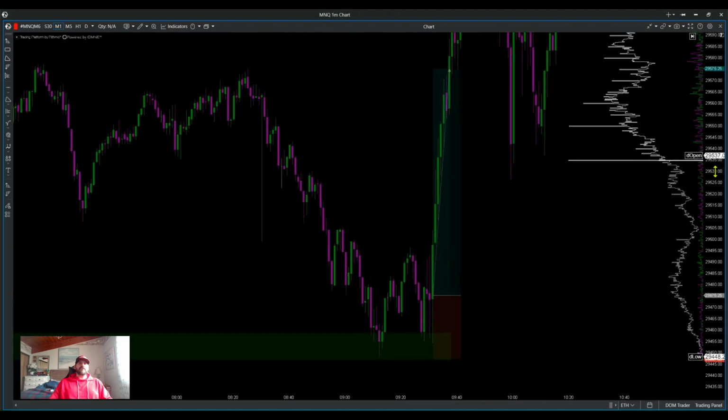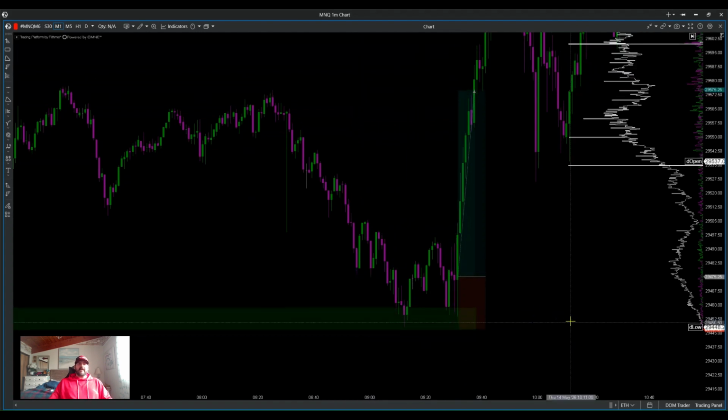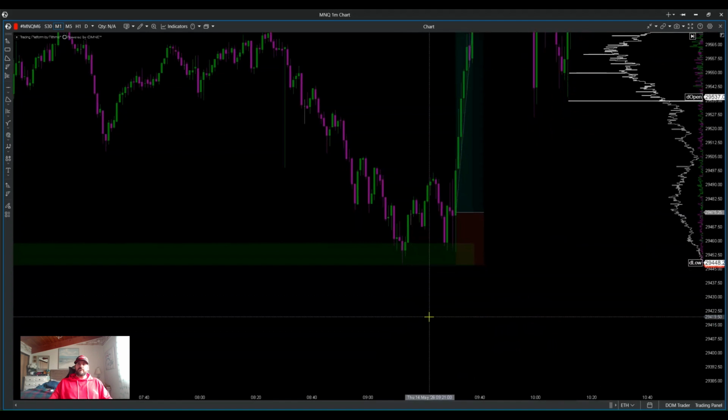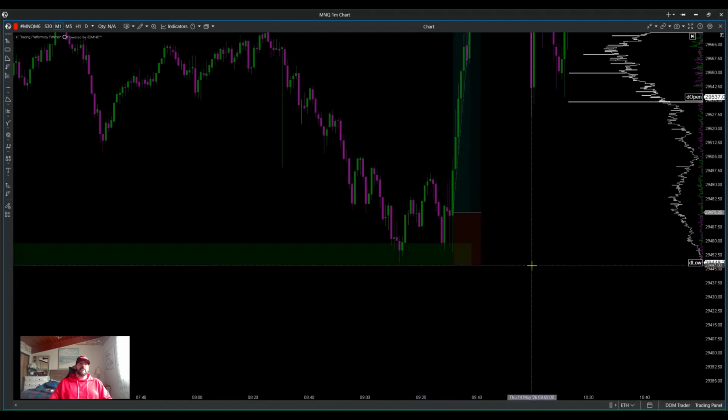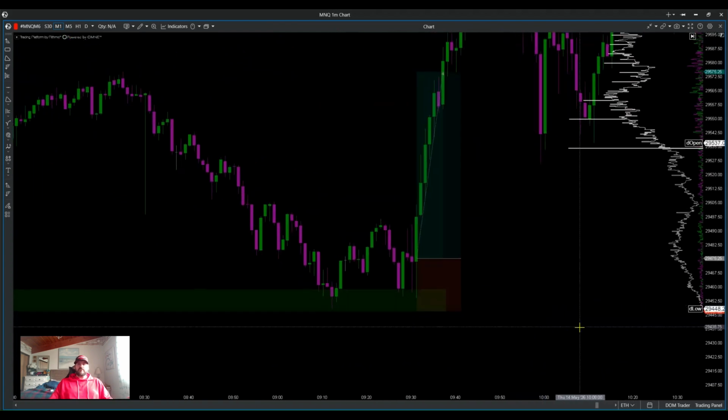So I mentioned in the Discord that I would be looking for price to come down, respect this level, and then trade back up to the highs. And if we broke through this and held, then I would be looking for sells and I would trade to the lows. So at the open, we're going to go over the candles first and then I'll show you what I saw on order flow.